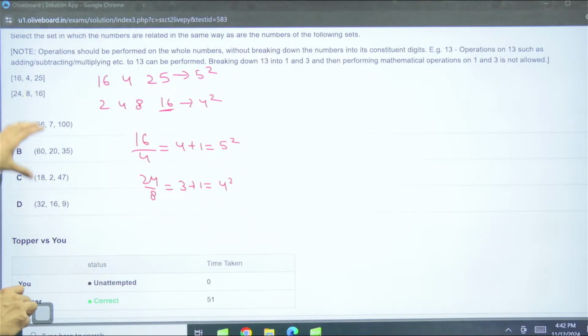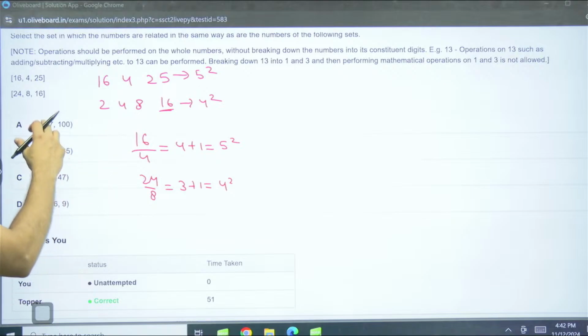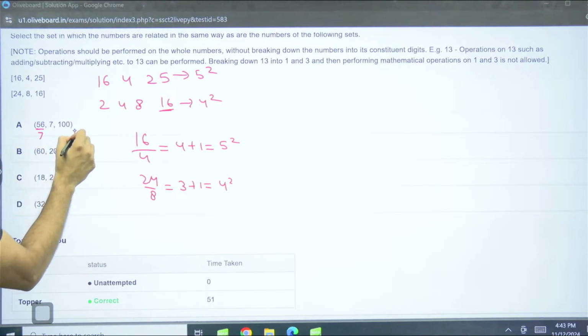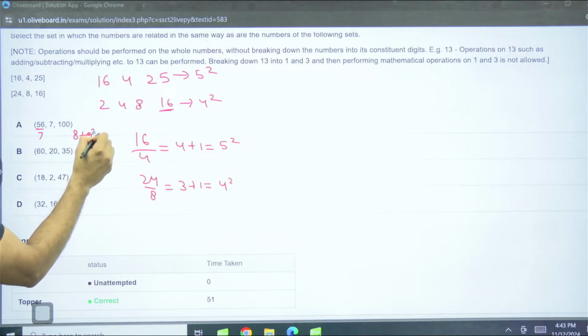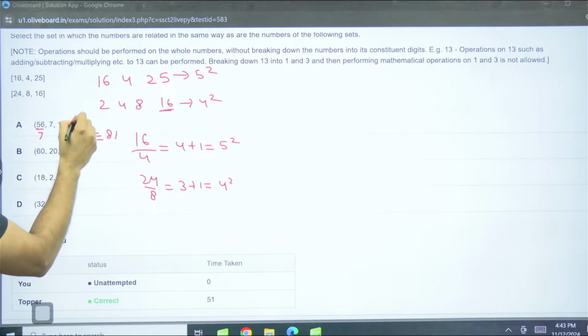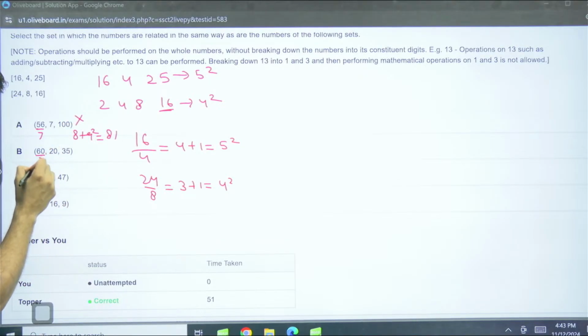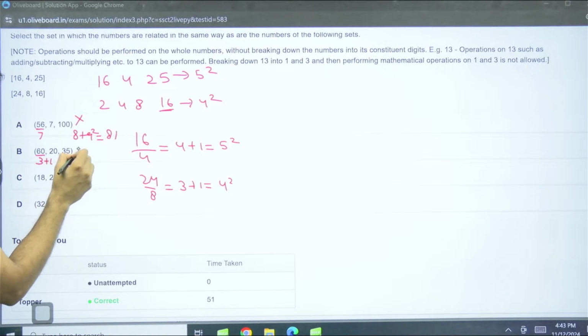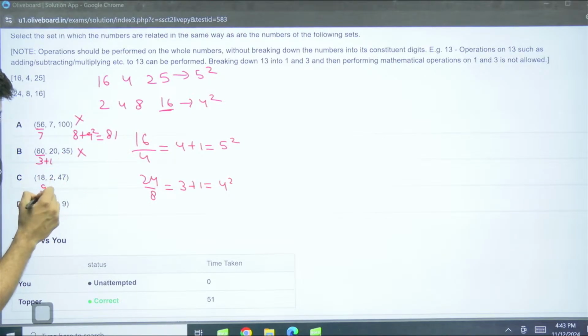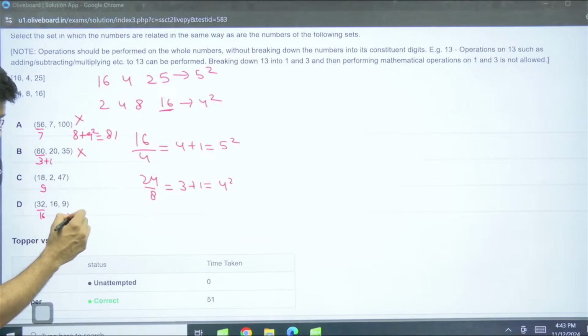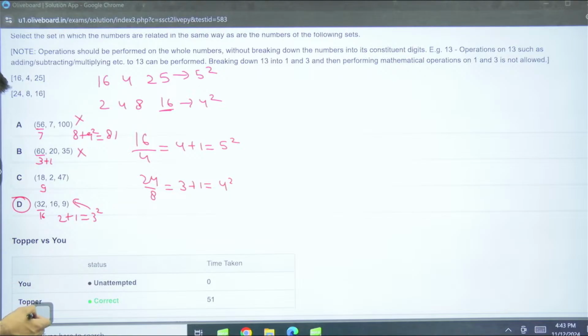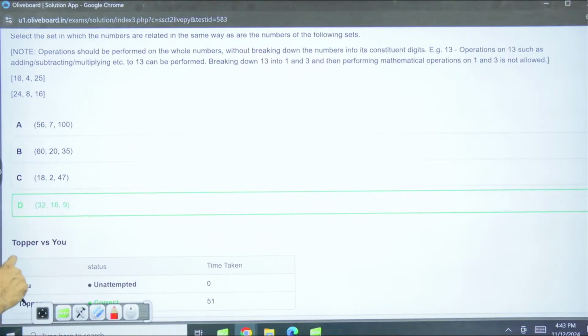So let's see in which of the following options this logic will apply. 7 divided by 7, we will get 8. 8 plus 1, that is 9 square, 81. So option A is cancelled. This will become 3. 3 plus 1, not 35. This will become 9, not. This will become 16 divided by 32, 2 plus 1, 3. 3 square is 9. Option number D should be the right answer. Okay, D is the right answer.